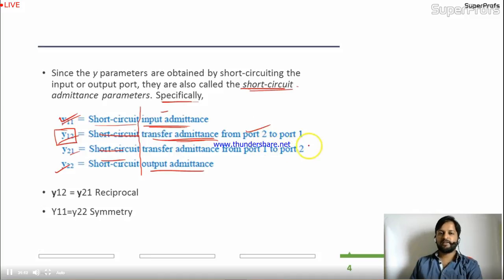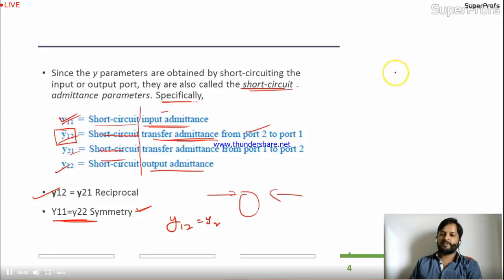Now here also we have two conditions, for symmetry and for reciprocity. If Y11 equals Y22, then the circuit will be symmetric; in both directions we are getting the same values. For reciprocity, Y12 will be equal to Y21. Very simple: Y12 equal to Y21. For the Z parameter, symmetry is Z11 equal to Z22. For the Y parameter, symmetry is Y11 equal to Y22. This is nothing but symmetry.